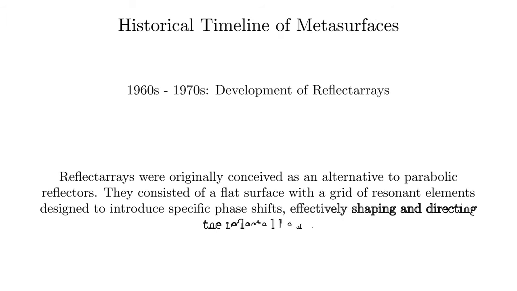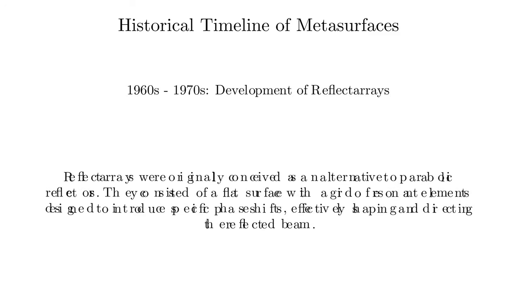Historical timeline of metasurfaces. 1960s to 1970s, development of reflect arrays. Reflect arrays were originally conceived as an alternative to parabolic reflectors. Traditional parabolic reflectors, while effective, were bulky and inflexible in terms of shaping beams. Reflect arrays emerged as flat surfaces composed of a grid of resonant elements, like dipole antennas, designed to introduce specific phase shifts to incident electromagnetic waves, effectively shaping and directing the reflected beam.